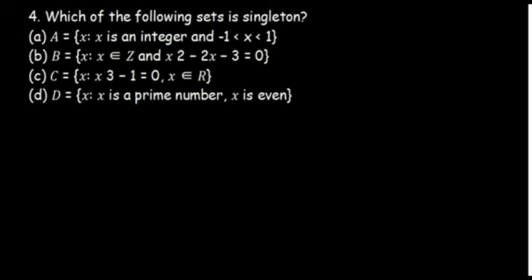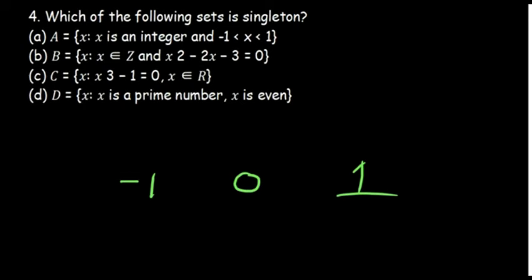For the first part A, they're saying x is such that x is an integer from negative 1 up to 1. So we have from negative 1 to 1. Remember we said integers are positive or negative numbers, and of course they don't include fractions or decimals. So in this case, negative 1, 0, 1.